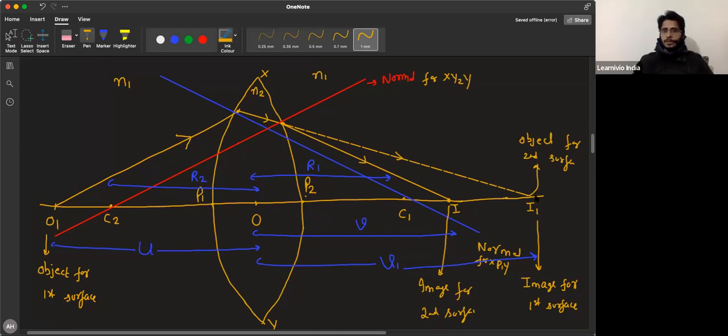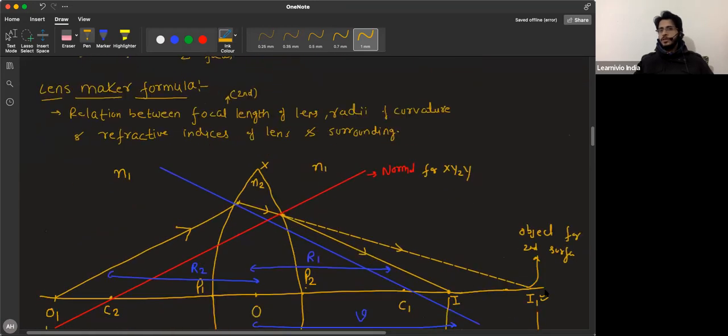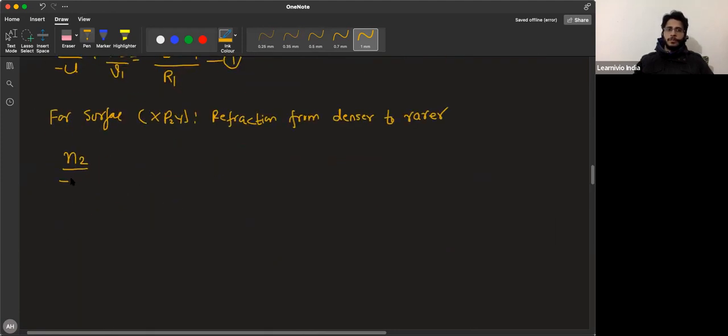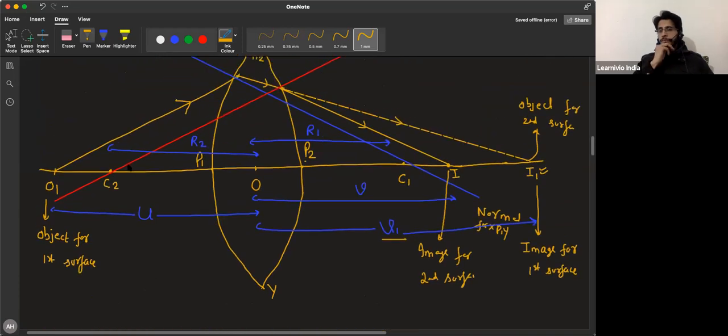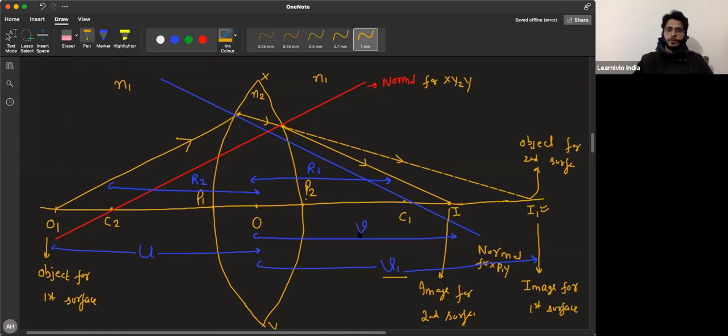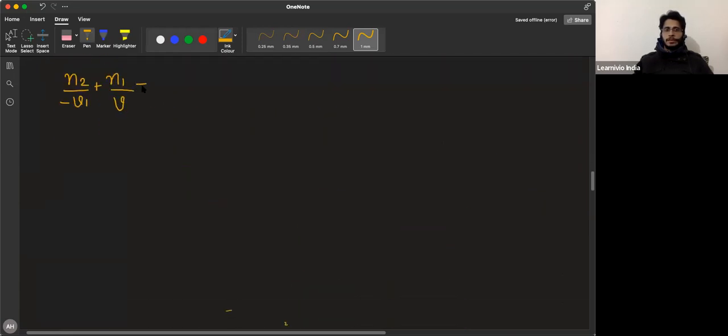For XP2Y, this I1 is the object for the second surface. This is the image for the first surface and the object for the second surface. For the second surface, your object distance is V1. So it's N2 by minus V1 plus N1 by V, because V is the image distance for the second surface. So N1 by V is N1 minus N2 over R2. Just add 1 and 2.